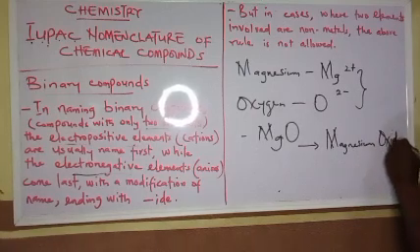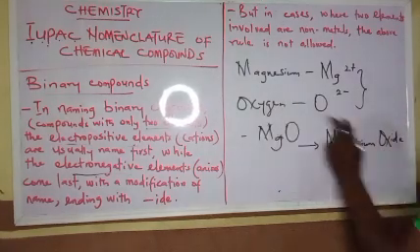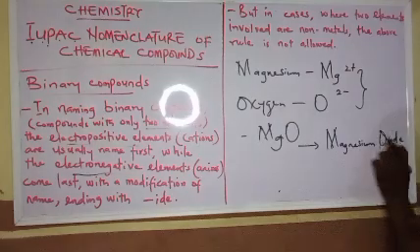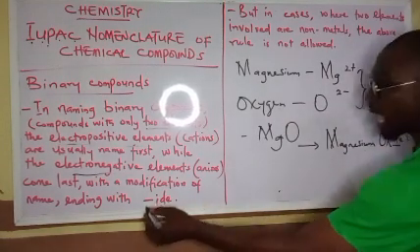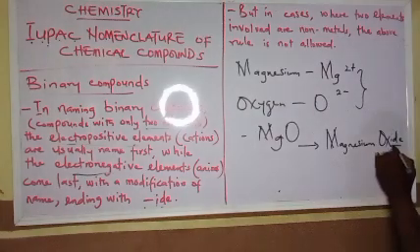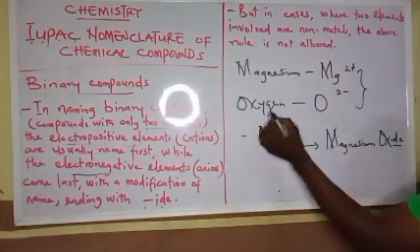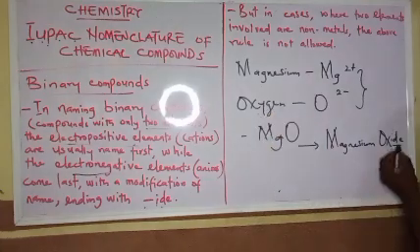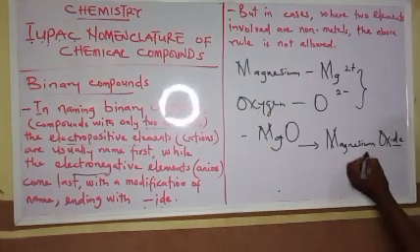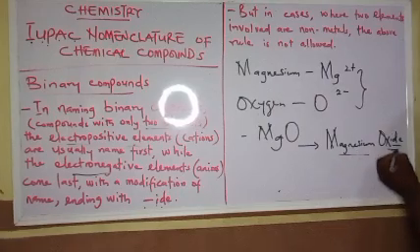We will not say magnesium oxygen, but the oxygen will change to what? Oxide. You can see that IDE ends the word here instead of GEN. So instead of OXYGEN, it ends with IDE. So this becomes magnesium oxide.